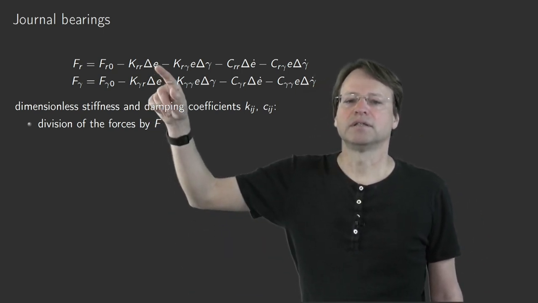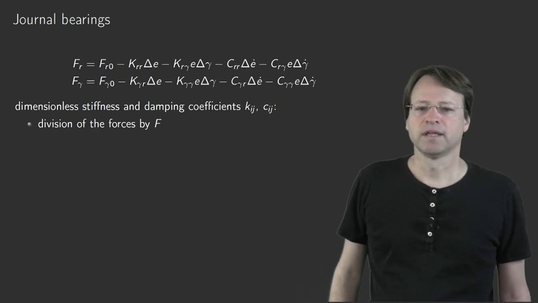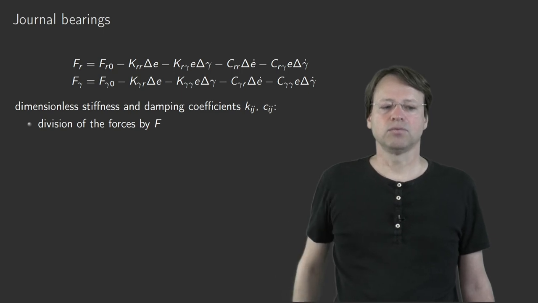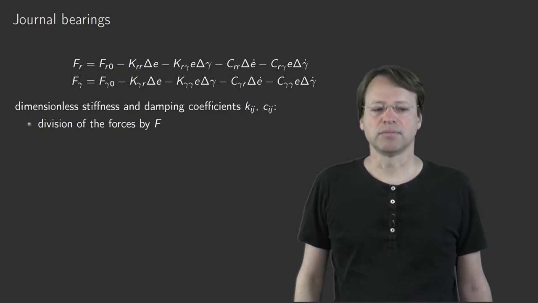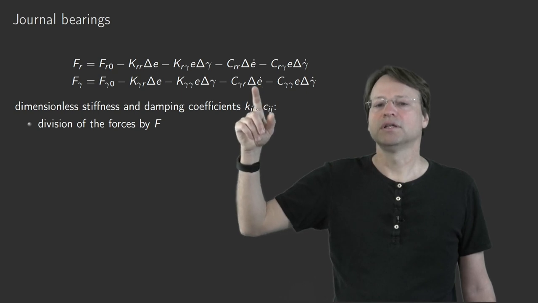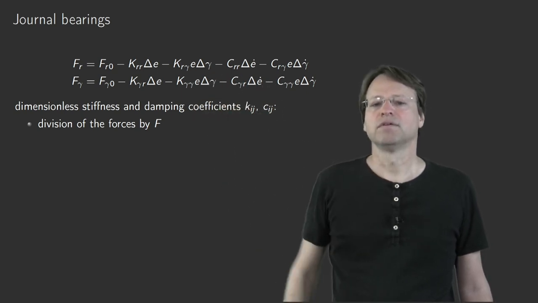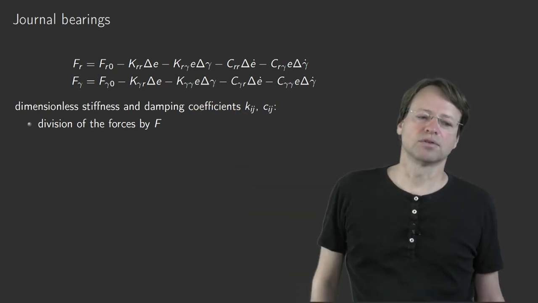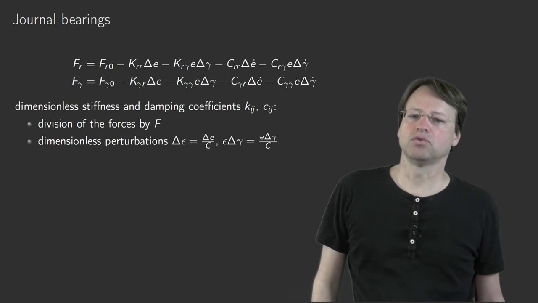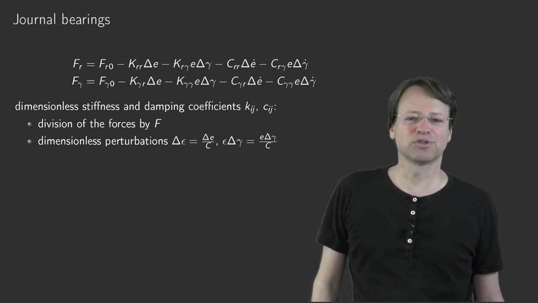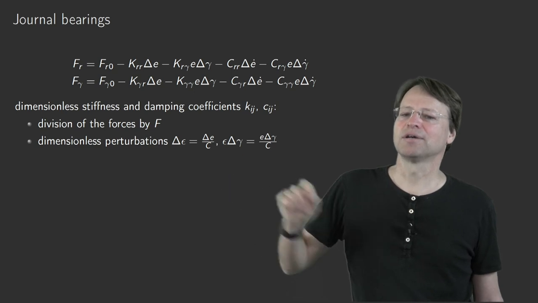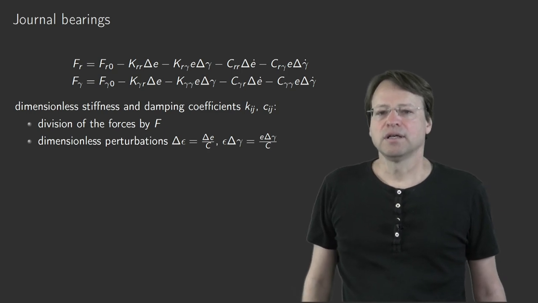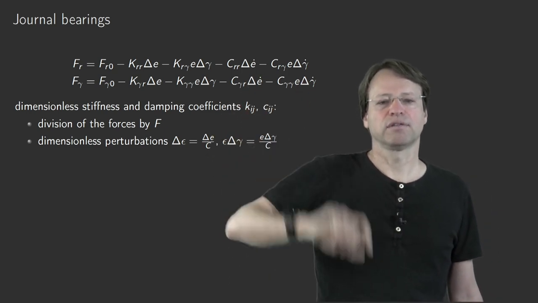So how can we obtain dimensionless perturbations? Well, we divide delta e by C, and for e delta gamma here, we write epsilon delta gamma, by dividing e also by C. That's, I would say, not very uncommon. That's what we did before. So we use the clearance to obtain dimensionless perturbations here. And finally, we have time derivatives there. Don't forget the time derivatives.